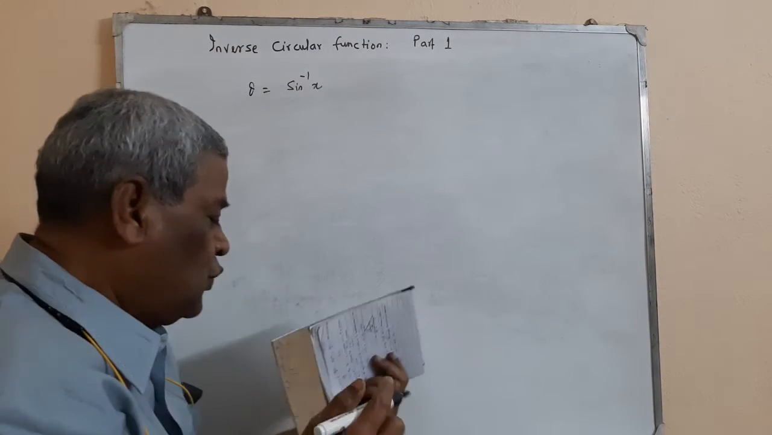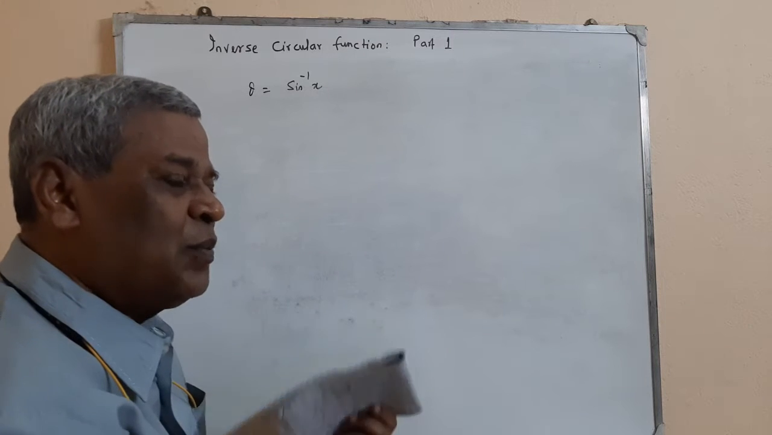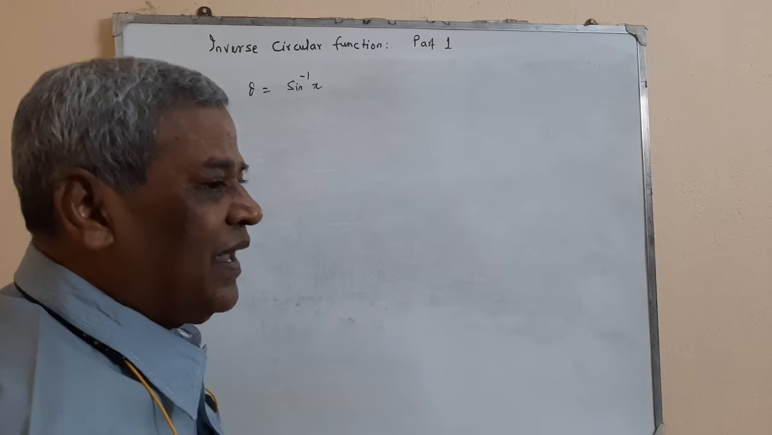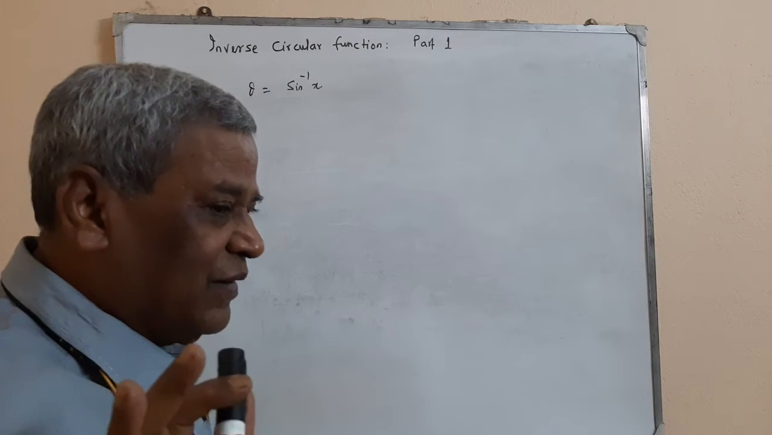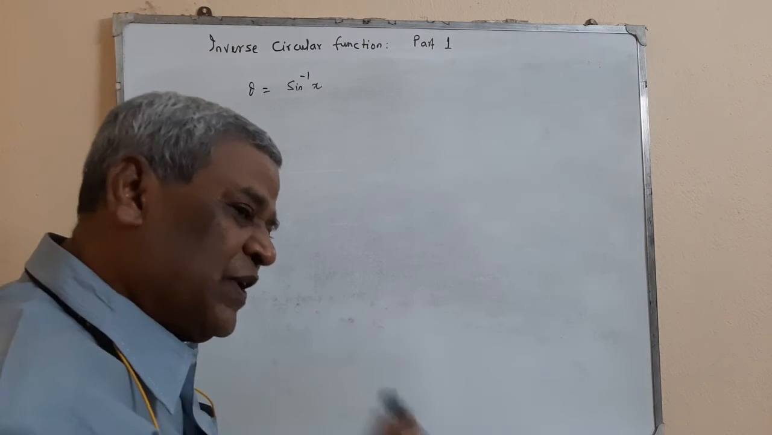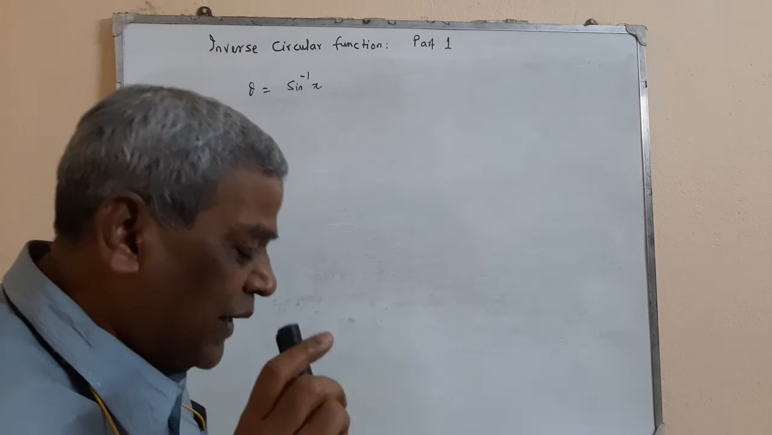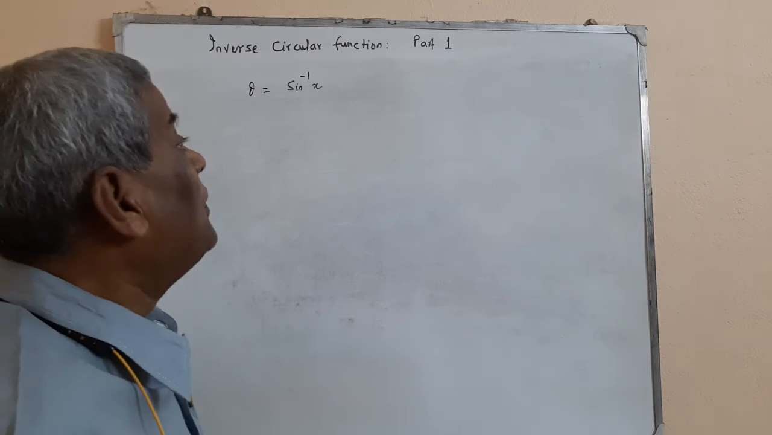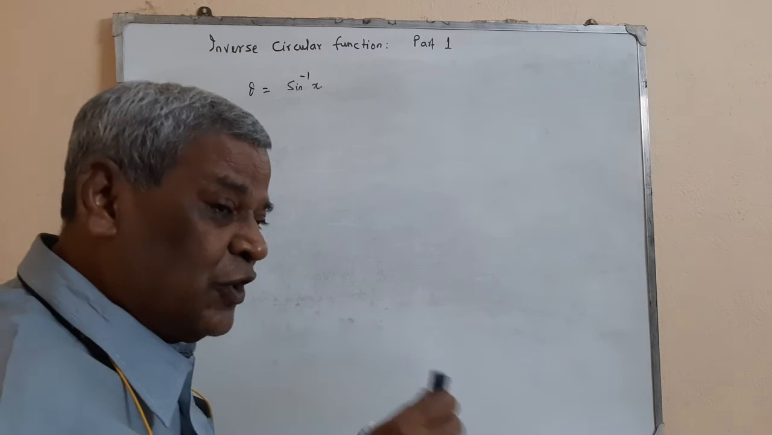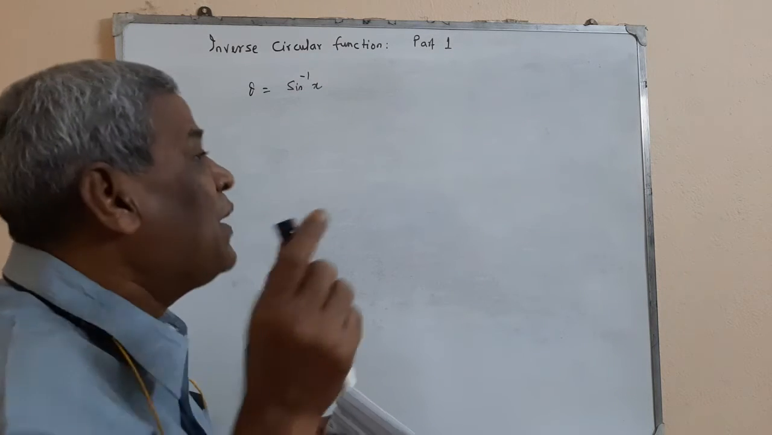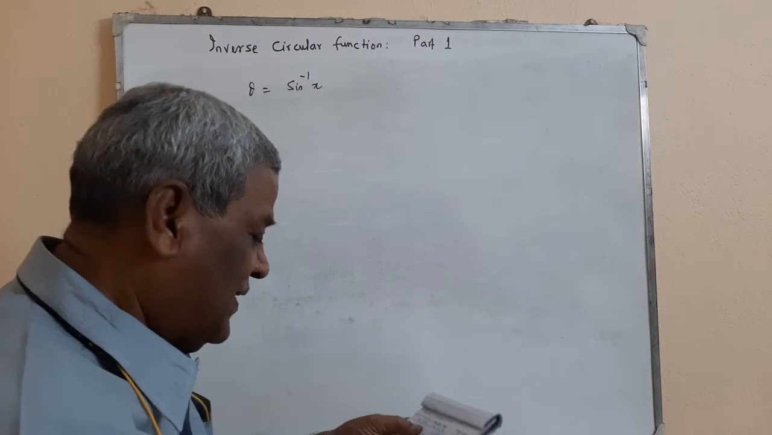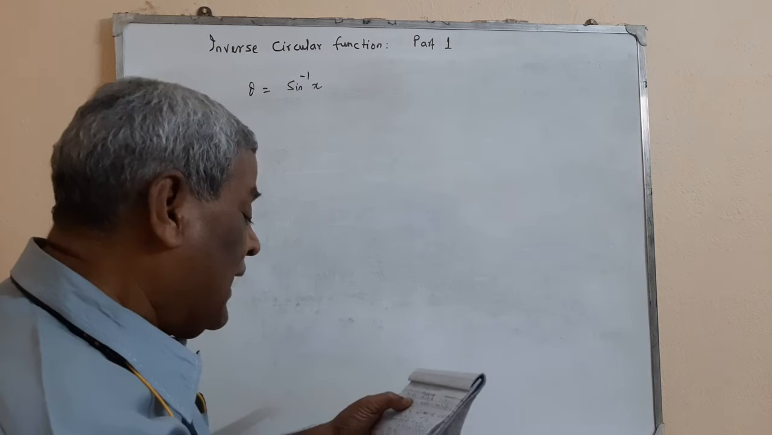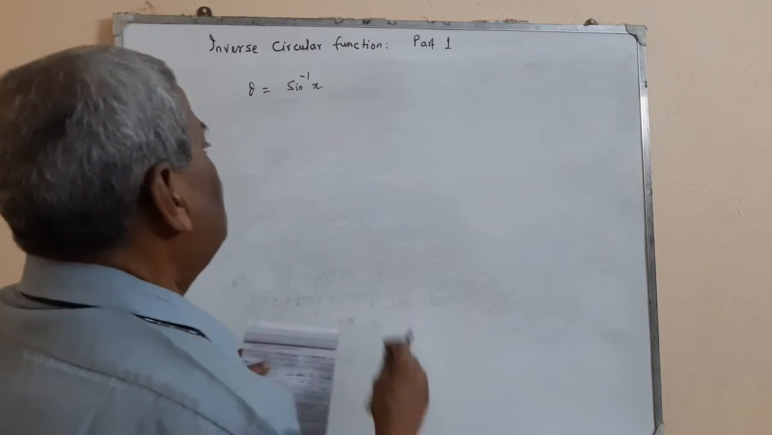Theta has two values. One is normally called the principal value and the other one is the general value. From the principal value, the general value can be obtained using the equation of trigonometric functions, the general solution of a trigonometric function. Today's important thing is what the principal values are.